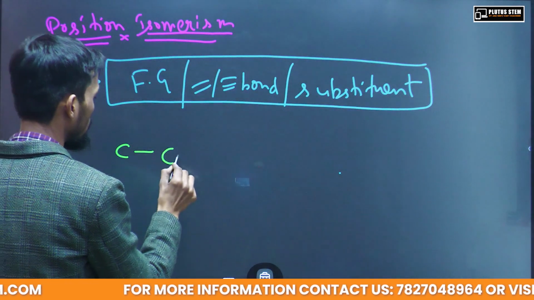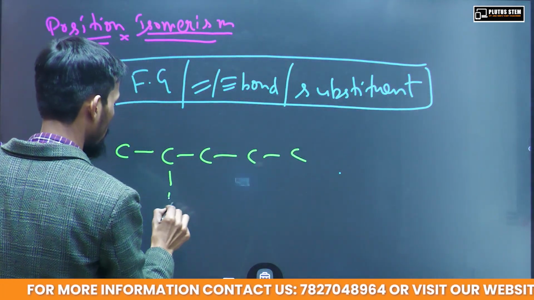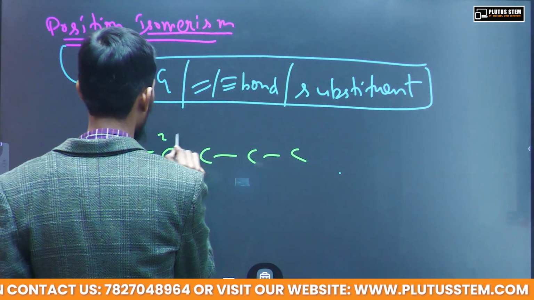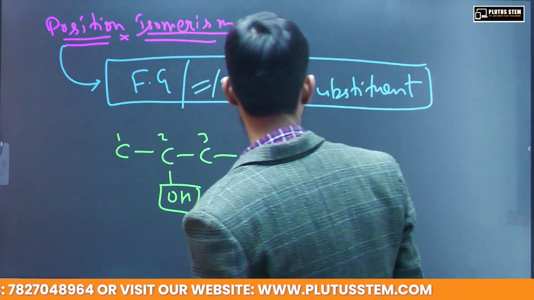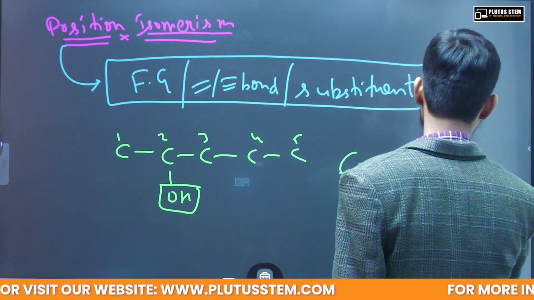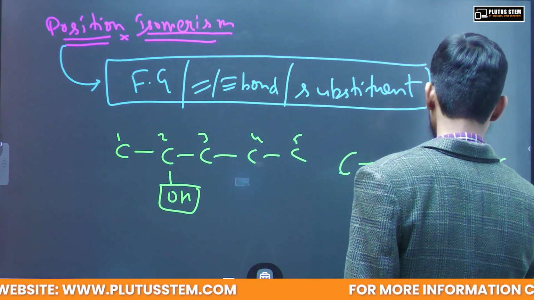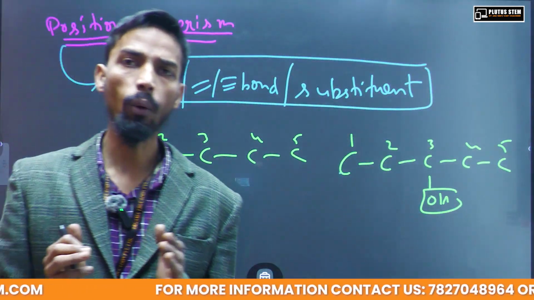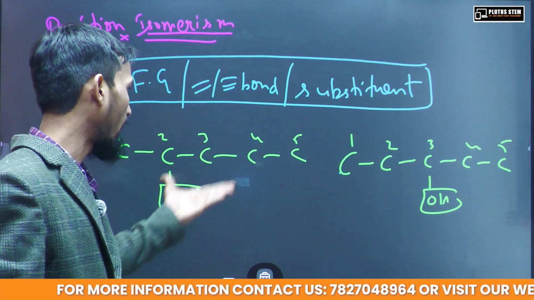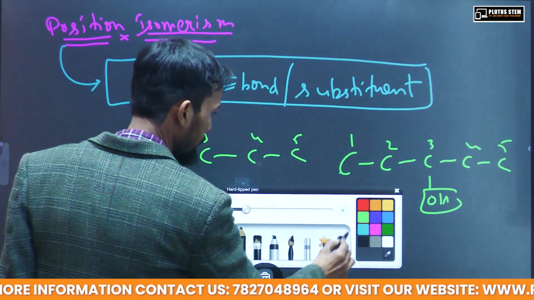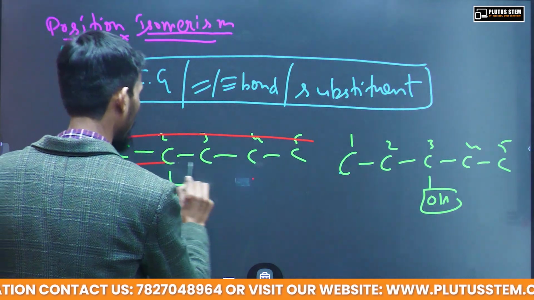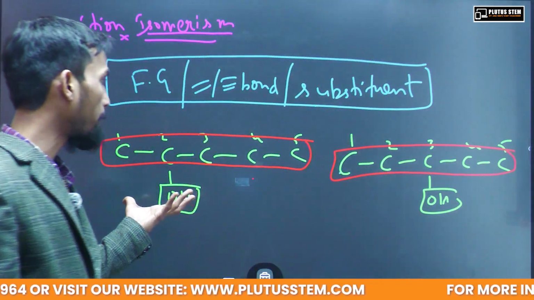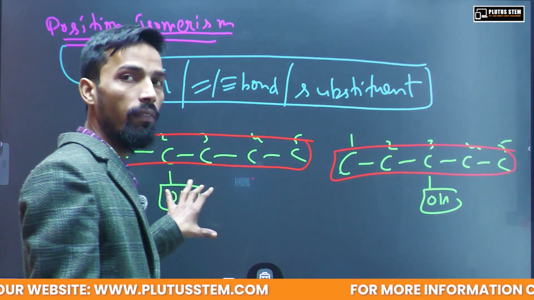Like we are having C, C, C, C, C. This is alcohol over here, a functional group. 1, 2, 3, 4, 5. Again, 1, 2, 3, 4, 5, and we have OH at this position, 1, 2, 3, 4, 5. In both cases, we can quite easily see that the main chain of this alcohol and this alcohol is the same, a 5 carbon chain, and here also a 5 carbon chain. The difference is the position of the alcohol, which is a functional group.